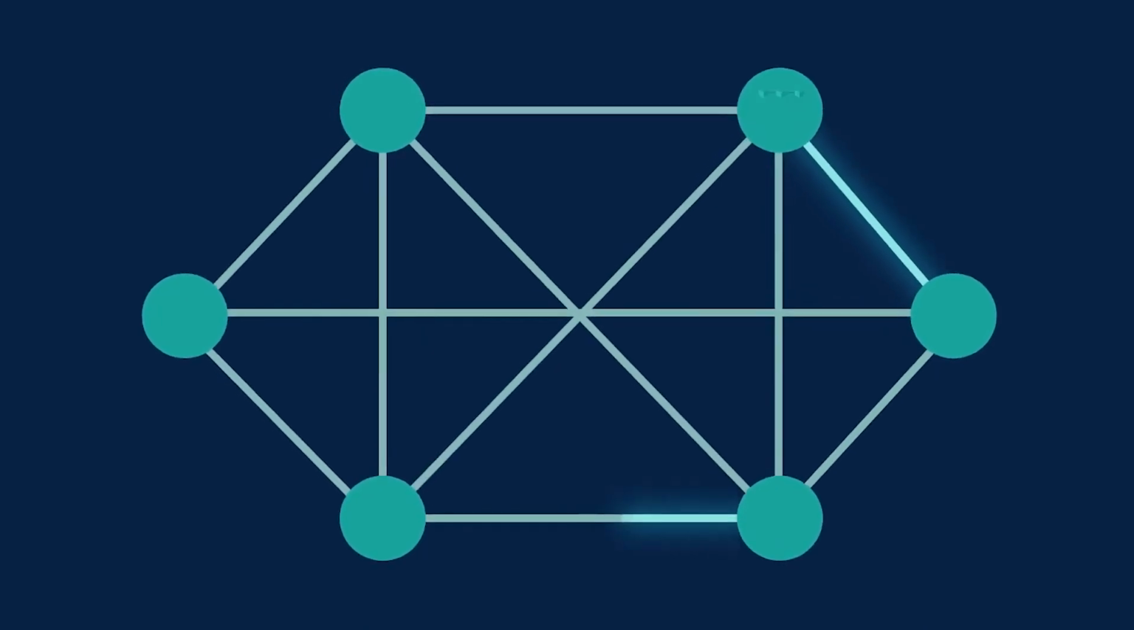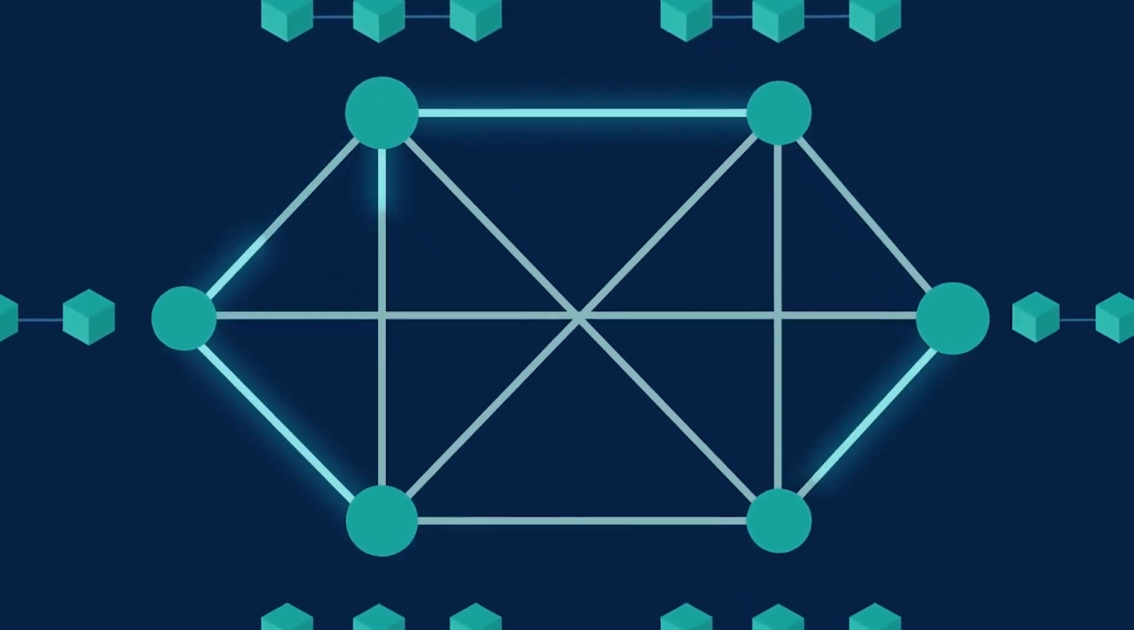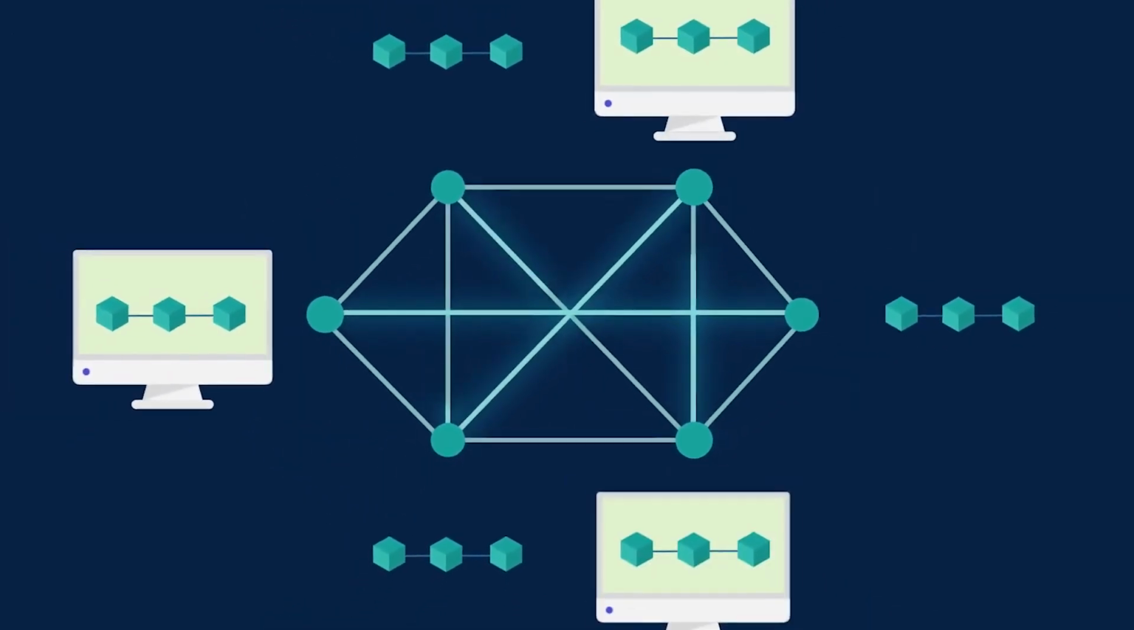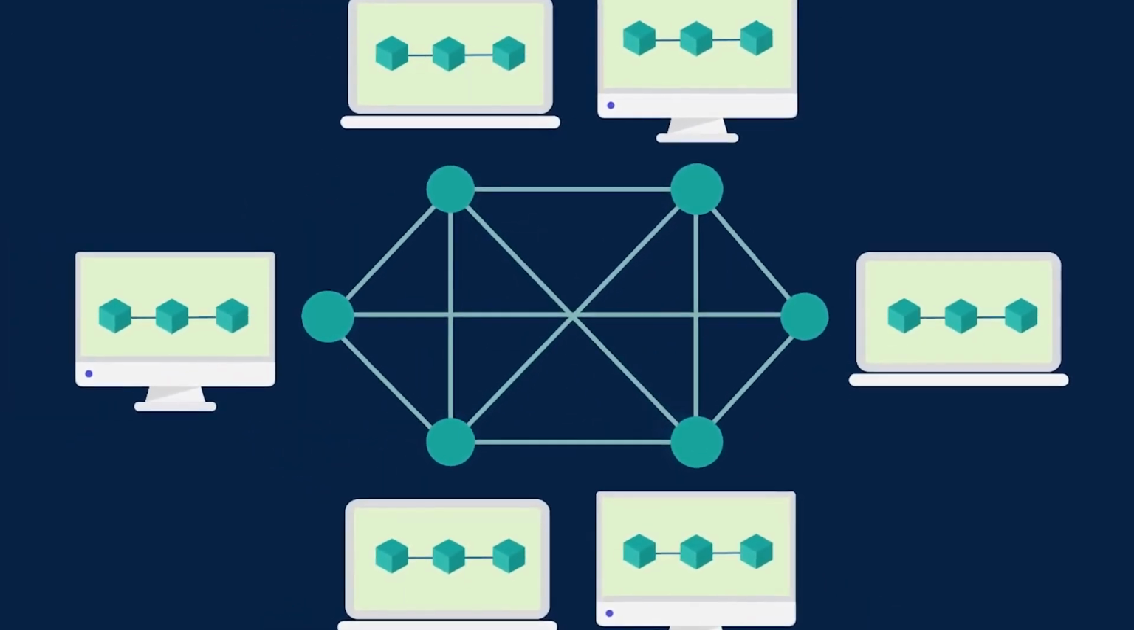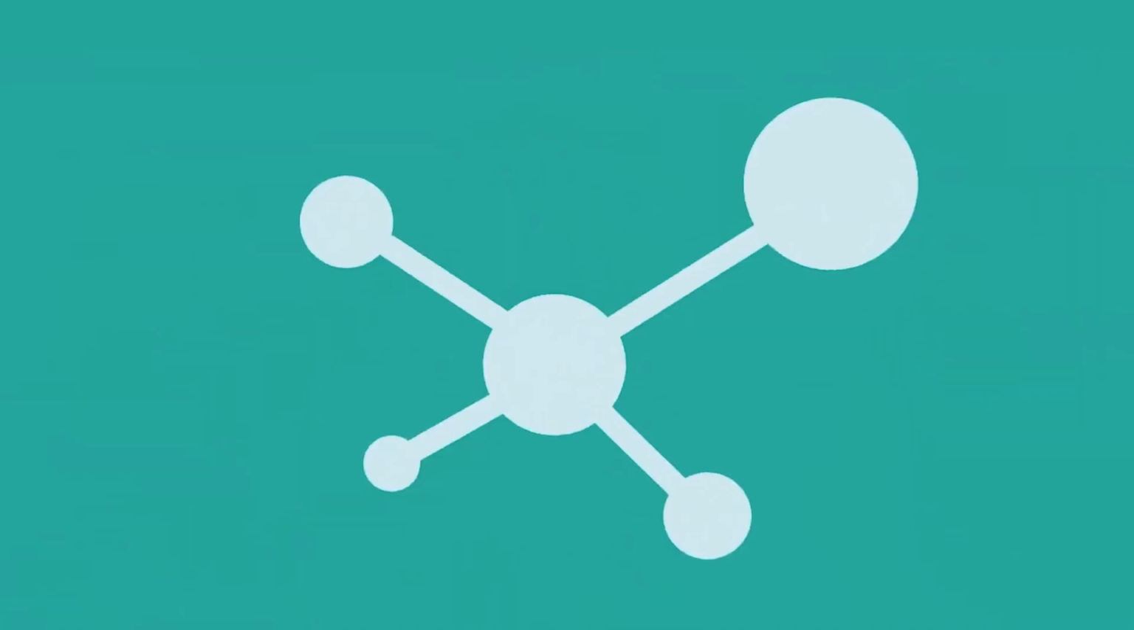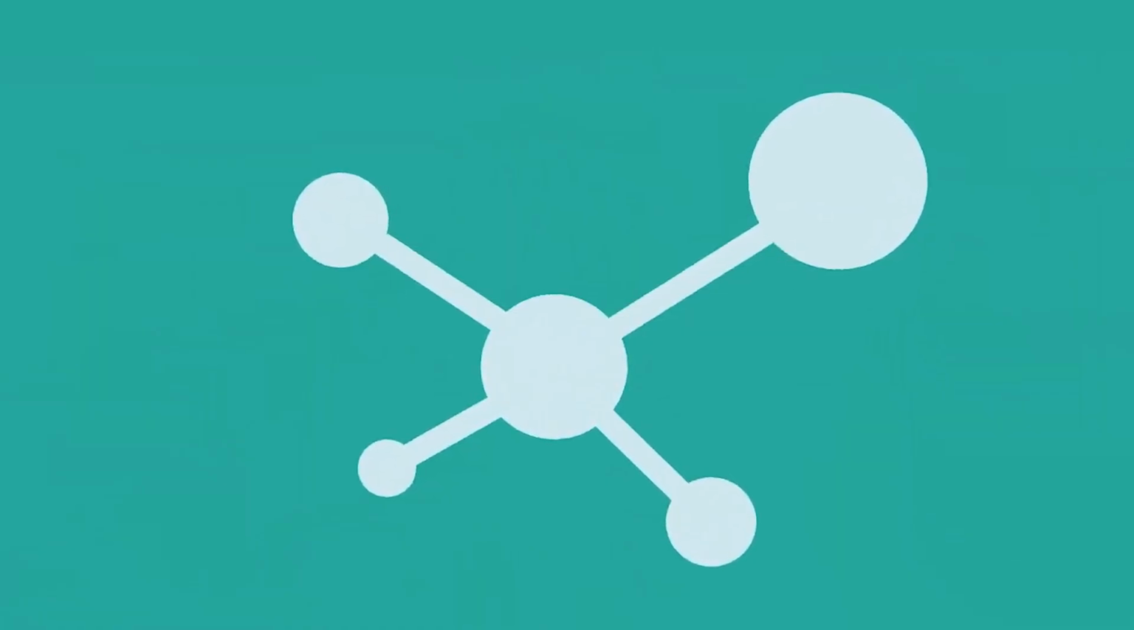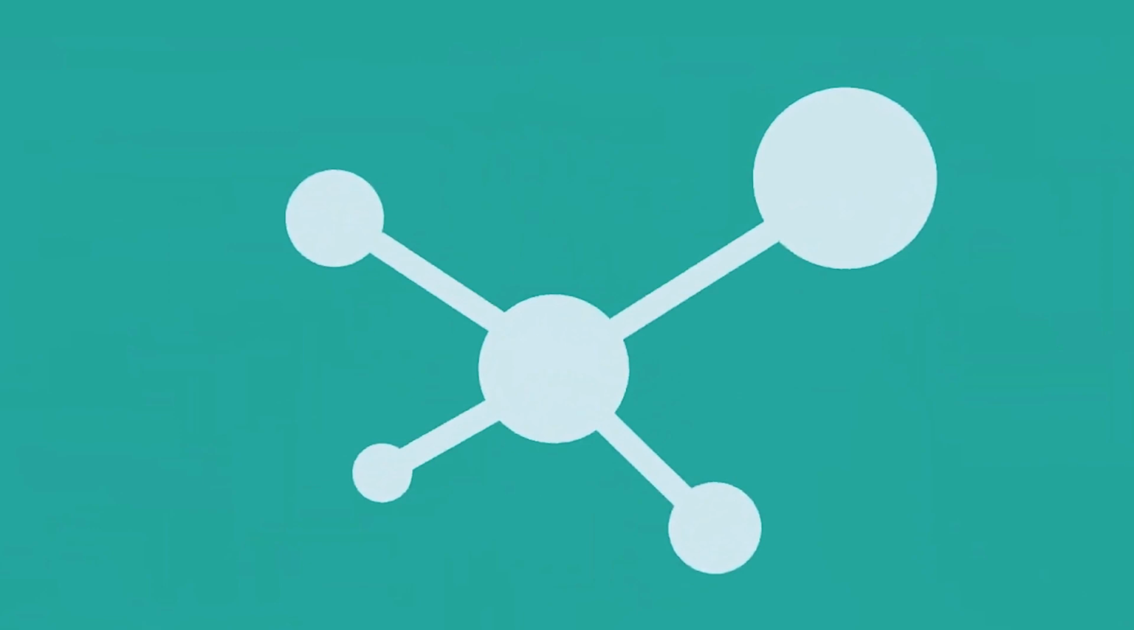The role of nodes and miners. So, who maintains this intricate network? Nodes, the fundamental building blocks of the Bitcoin network, come into play. These nodes are essentially computers running the Bitcoin software. While running a node isn't overly complex, it plays a vital role in the network's decentralization and maintenance.